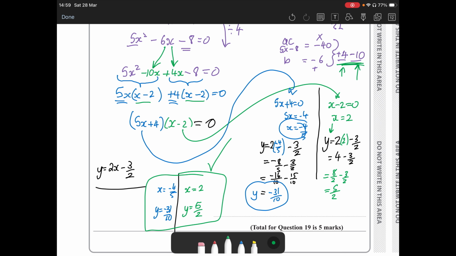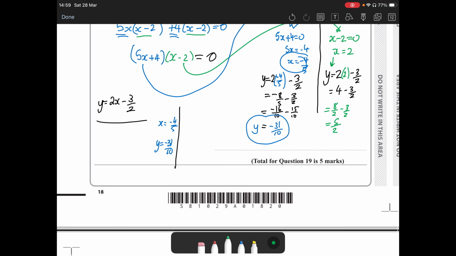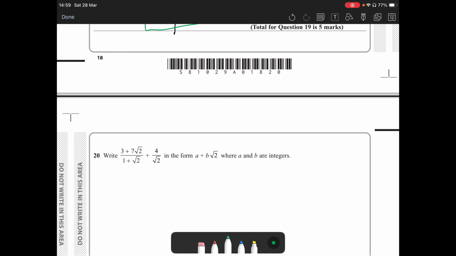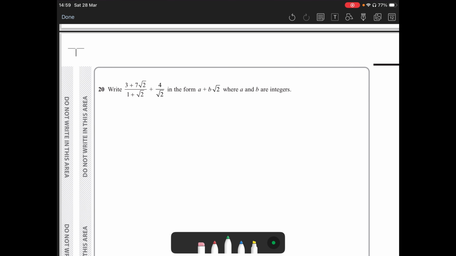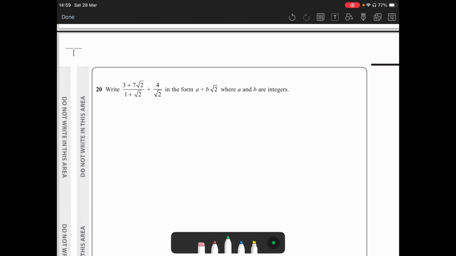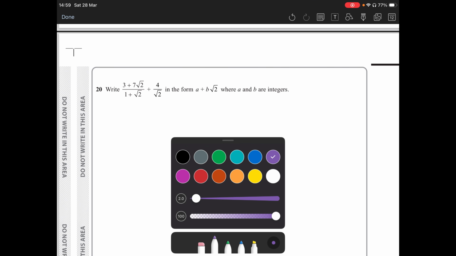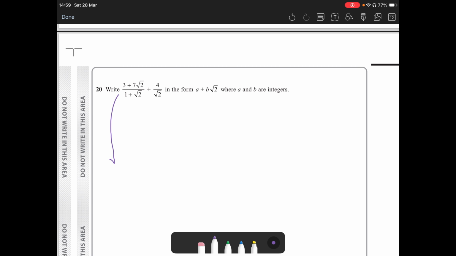We're in sort of grade 7, 8 territory now. So if you got this far, well done. Okay, right. Oh, 20's a killer. Okay, this is the rationalize the denominator question now. If you made it this far, you are a champion. I'm going to focus just on this bit first. We'll look at the second bit at the end.